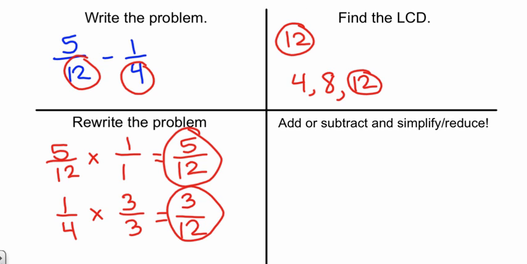We're going to move over to the last box and subtract these fractions. So 5/12 minus 3/12.